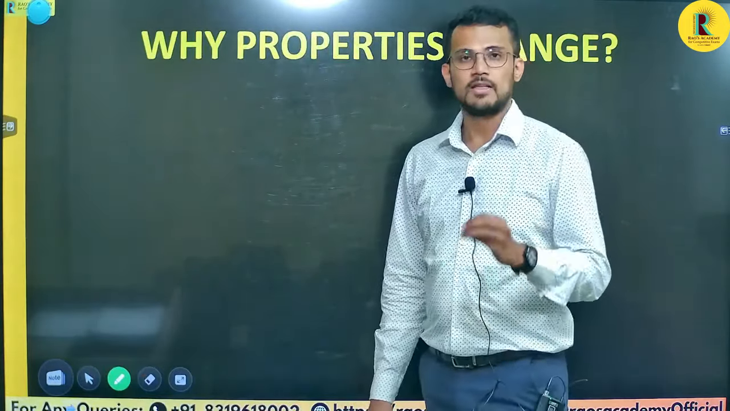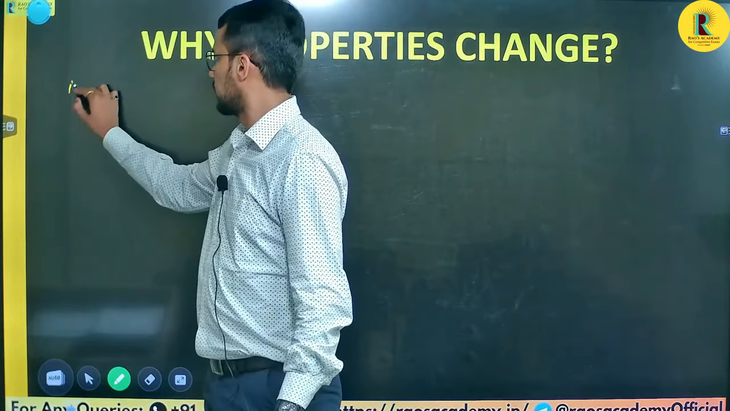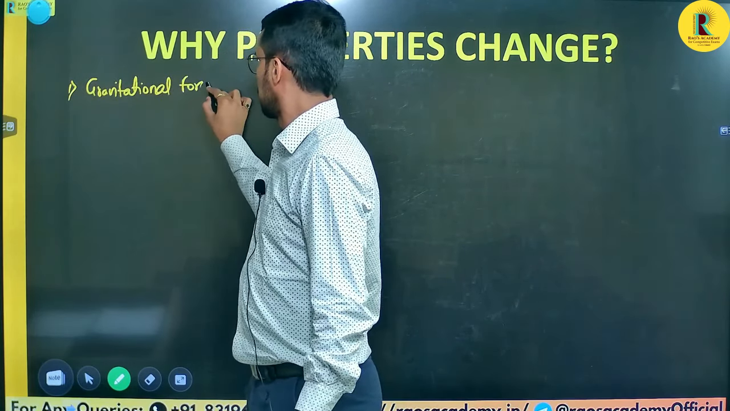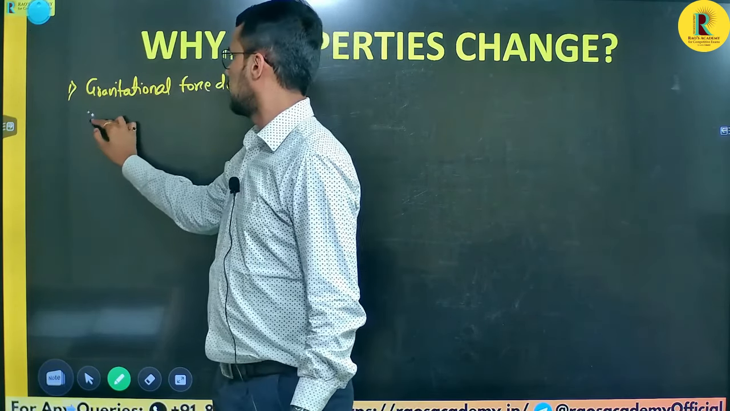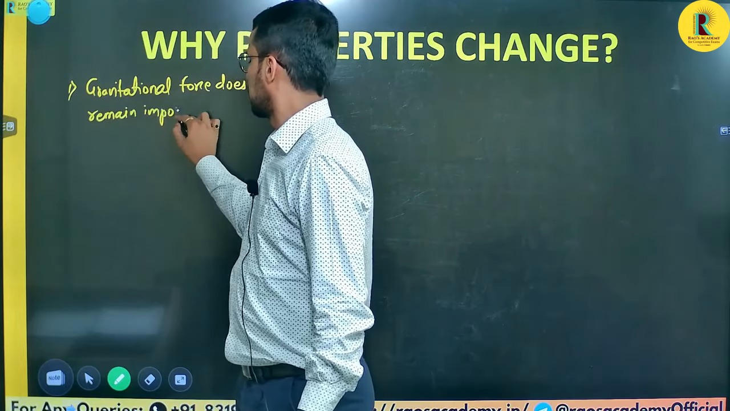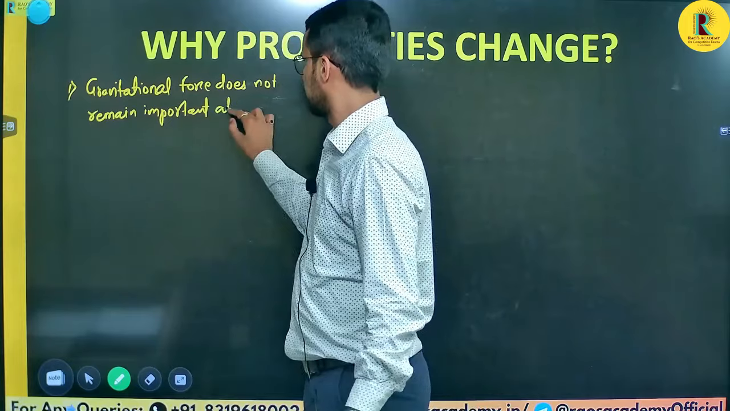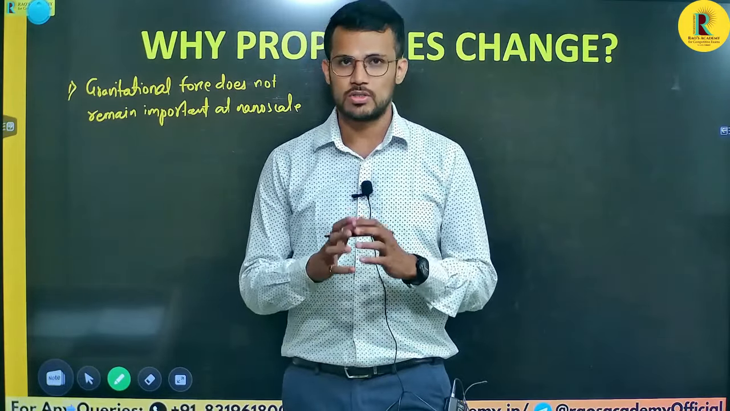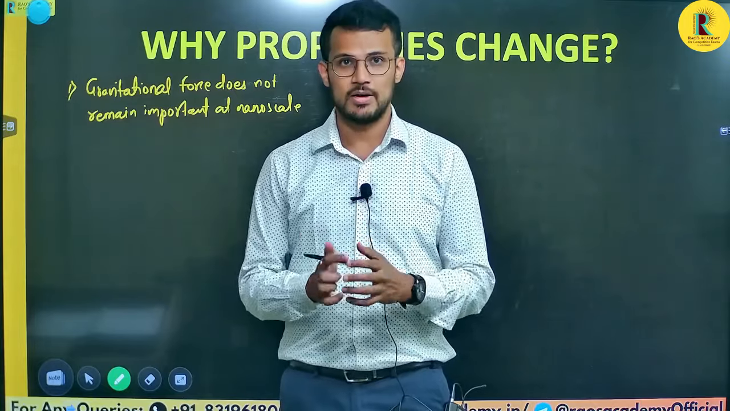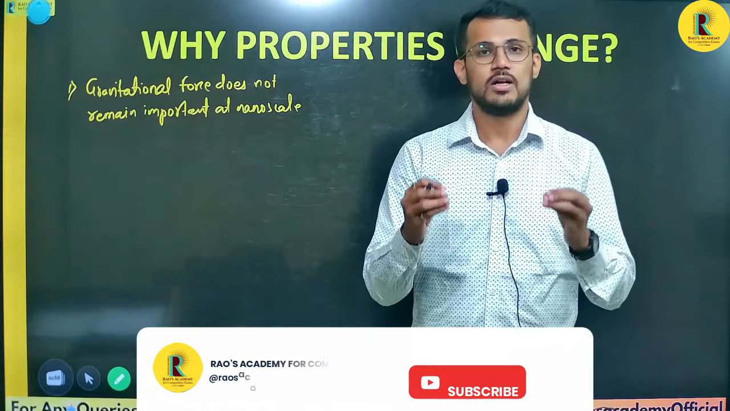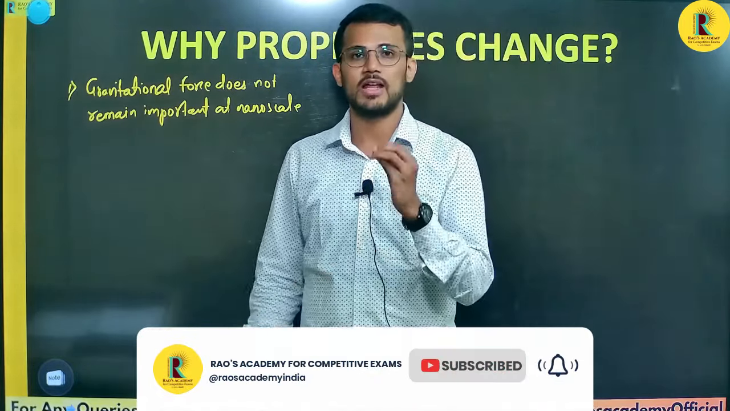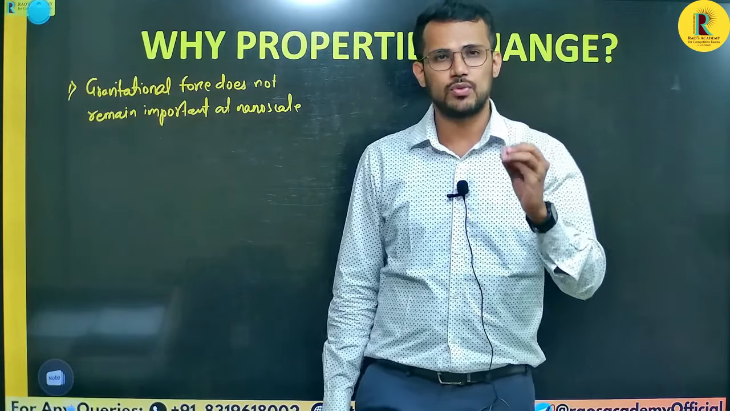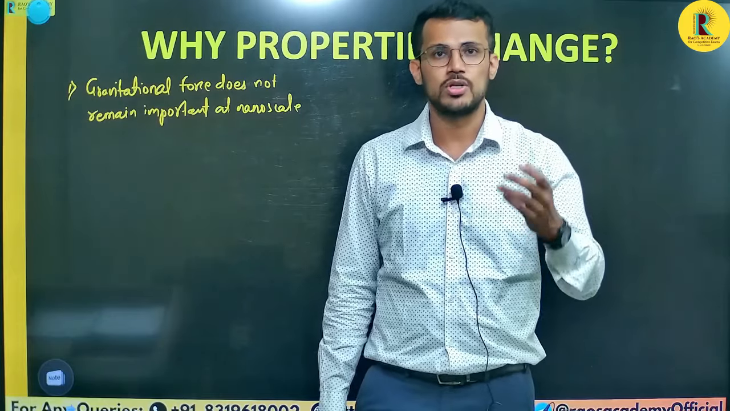Why do properties change? There are a number of reasons why properties are changing. First reason is that gravitational force does not remain important at nanoscale. Why does gravitational force not remain important? Because gravitational force is a function of mass. It is a mass dependent force, and that's why this force does not remain relevant at nanoscale. Because the mass of nanoparticles is negligible, and if mass of nanoparticles is negligible, this gravitational force would also be very negligible, and hence it becomes almost irrelevant.